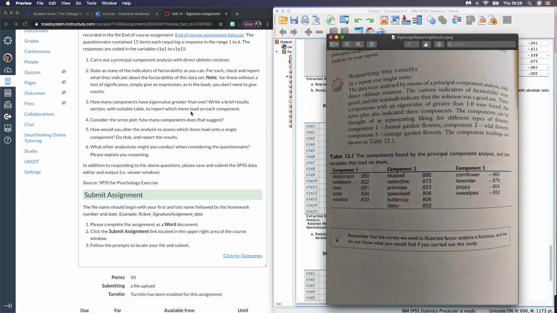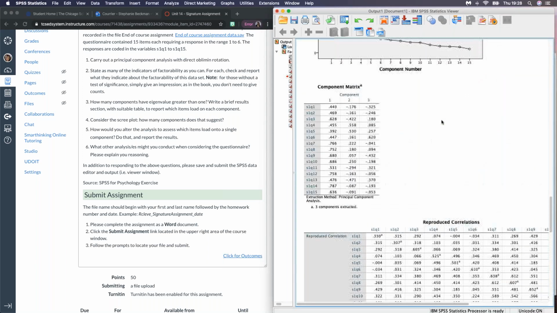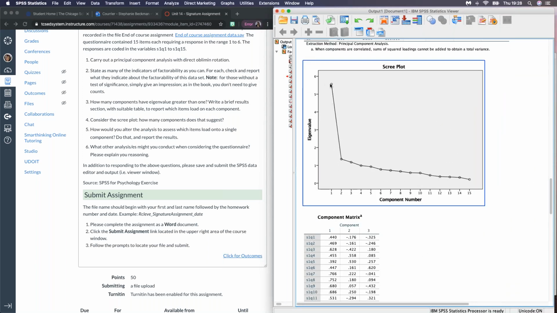And then from there, it says, consider the scree plot and how many components does that suggest? So we already kind of talked about that in our results section, where we said 3 components of an eigenvalue of greater than 1.0 found. The scree plot also indicated 3 components. That's up to you though. I mean, some people would argue that we see 1 because there's this big, huge drop right here on the scree plot.